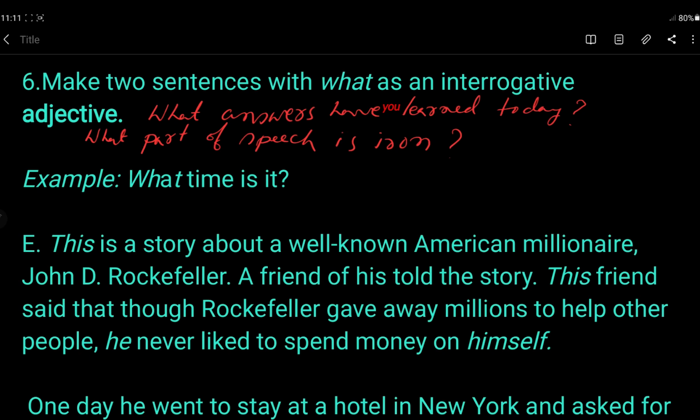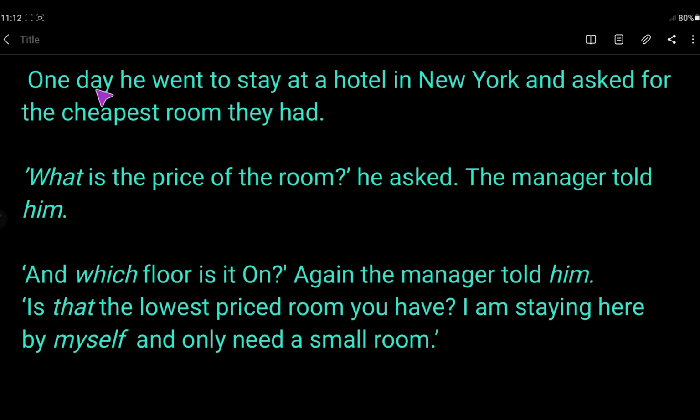E exercise, it's an interesting story, we'll read it. The story here, it is written, this is a story about a well-known American millionaire, John D. Rockefeller. A friend of his told the story. This friend said that though Rockefeller gave away millions to help other people, he never liked to spend money on himself. Every person needs to be like him actually. Okay, so let's do the exercise. What is the exercise? There is no question written yet, you will get it later.